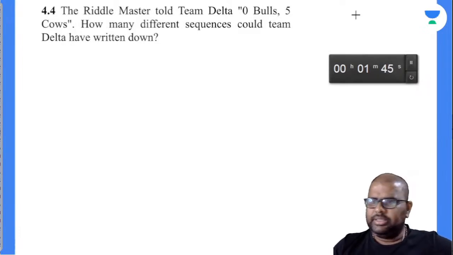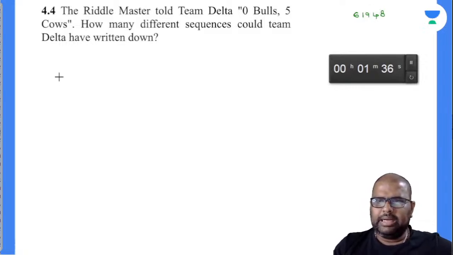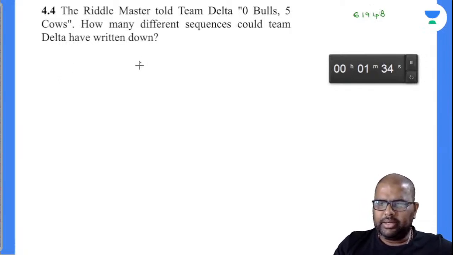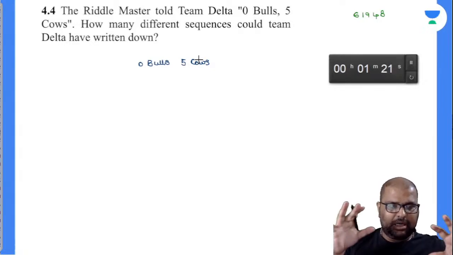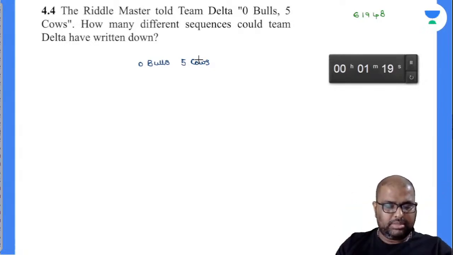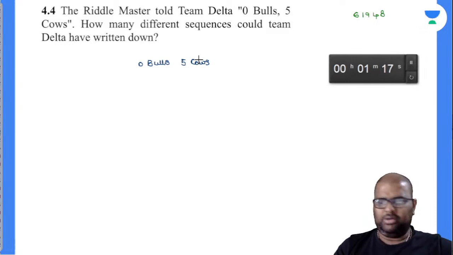So I'll write down the things there. Master sequence is 61948 given by Riddle Master. And the question asked is, Riddle Master told Team Delta have scored 0 bulls and 5 cows. It's an easy question. How many different sequences could Team Delta have written down is the question asked. So look, the data looks so huge, but the solution is very, very easy. Am I right or wrong?